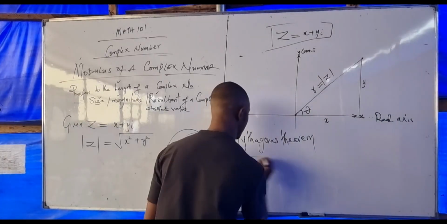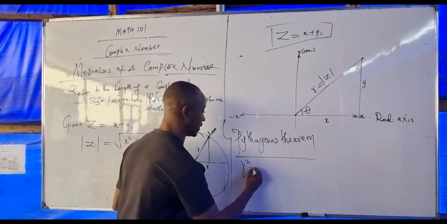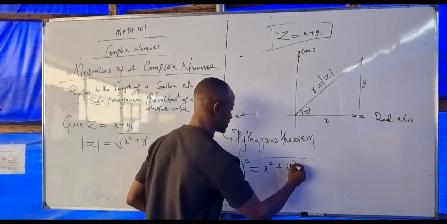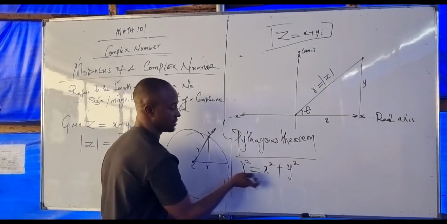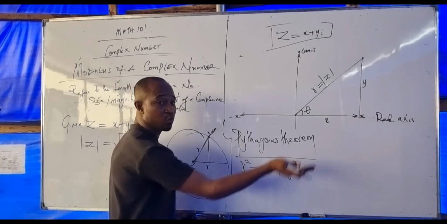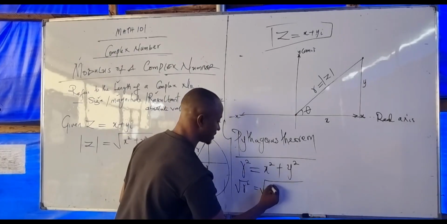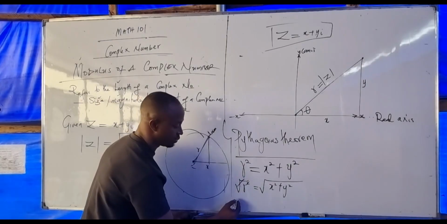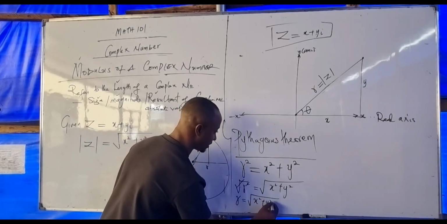So by this theorem, we are saying that r squared is equal to x squared plus y squared. For me to solve for r, I will take the square root of both sides. The square root of r squared equals the square root of x squared plus y squared. Can square go with square root? What do you have here? r equals the square root of x squared plus y squared.